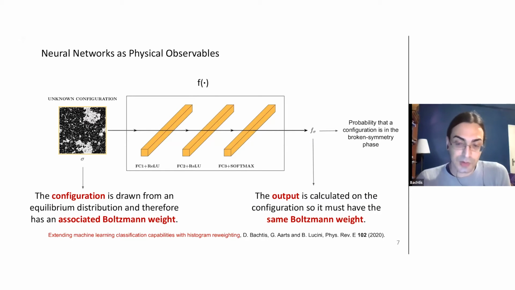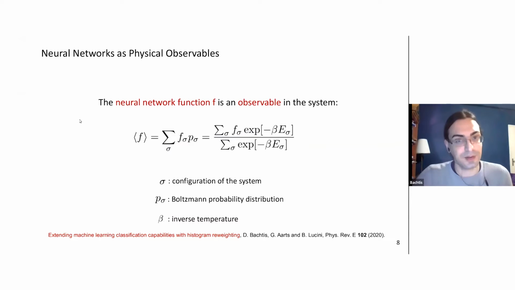In other words, what I'm saying is that by definition, the neural network function is an observable in the system. And its expectation value can be written as a sum over all states weighed by the associated Boltzmann probability distribution. What this means practically is that this neural network function has the proper dependence on the inverse temperature of the system. And we can therefore use histogram reweighting to extrapolate it in the system's parameter space.